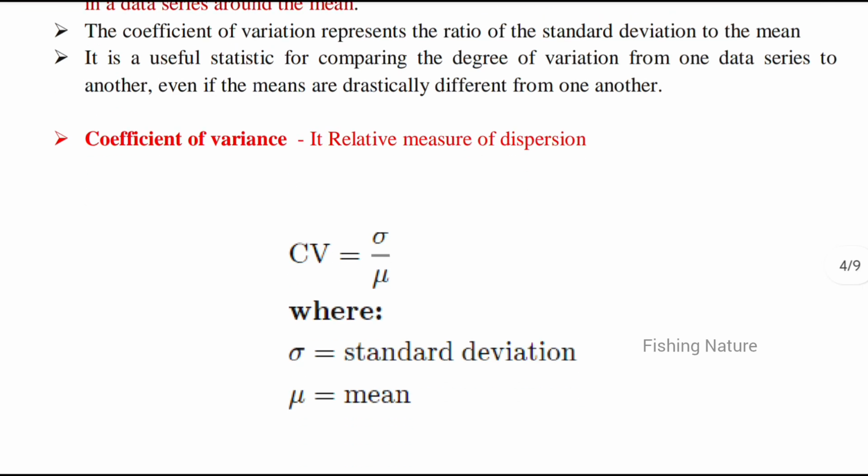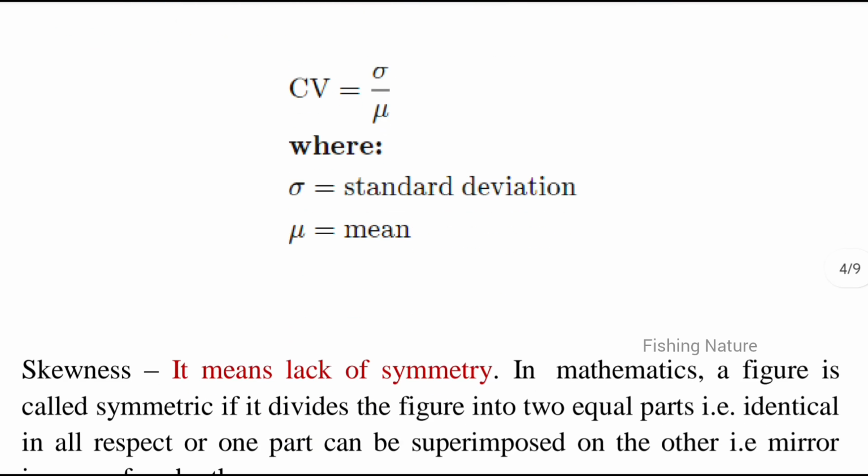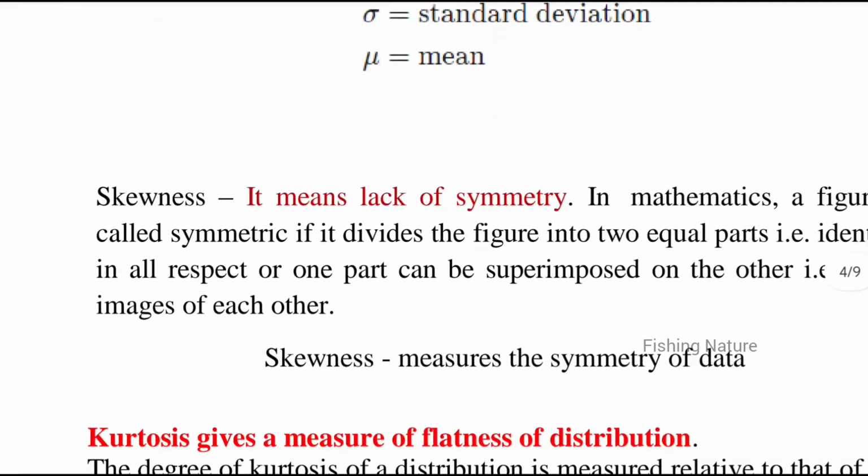Let's see this coefficient of variation. It is a relative measure of dispersion. It is a formula. What does this symbol indicate? It is the standard deviation divided by the mean. It is the CV, meaning coefficient of variation.